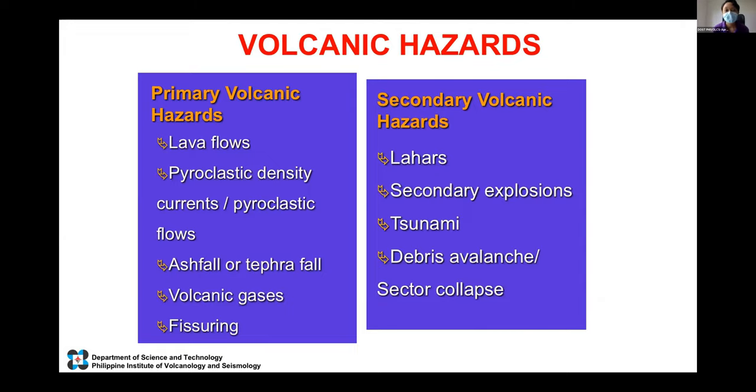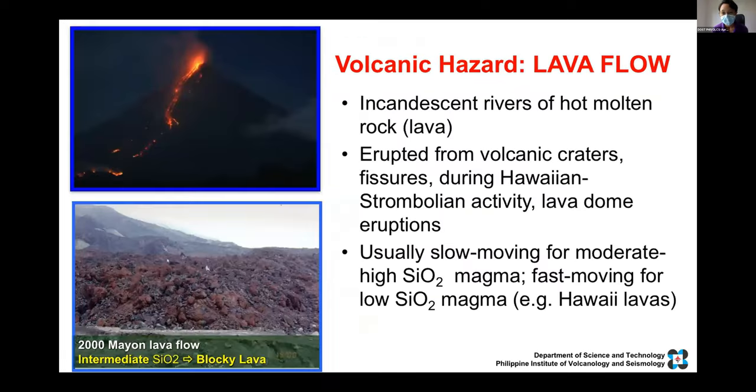So unahin na po natin yung mga nakikita natin dito sa Mayon at Bulusan. First, we have lava flow na madalas po natin talaga nakikita sa Mayon Volcano. And I'm very sure na familiar na po ang lahat dito. Ito po ay incandescent rivers of hot molten rock na dumadaloy pababa from crater, tulad po ng nasa picture natin. And maaari din po itong lumabas sa mga fissures, and it can actually be seen during Hawaiian Strombolian activity and lava dome eruptions kagaya ng nakikita natin sa Mayon Volcano.